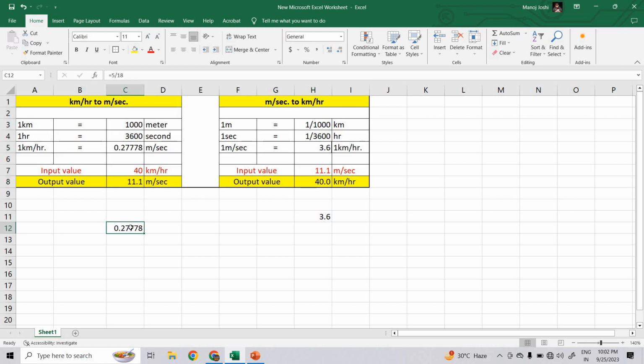So what is the benefit of preparing an Excel sheet or calculation sheet of your own? The benefit is that you don't need to calculate again and again by the calculator. Simply you have to put the input value and you will find the output value, right? Because you have already fed the values here. So Excel will do the calculation for you. I hope you are getting my point, what I want to say.